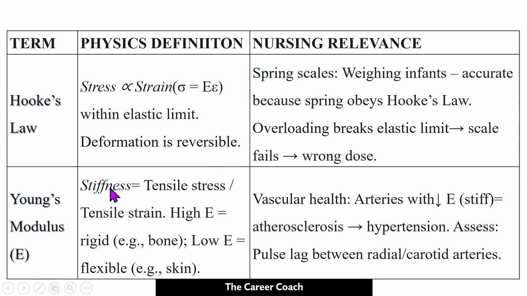Young modulus. Young modulus explains stiffness. Tensile stress divided by tensile strain. That's Young modulus. High Young modulus shows that the object is rigid. Example is the bone. Low modulus means that the object is flexible. Example is the skin. How does it apply to nursing? Vascular health. Arteries with high Young modulus, which are stiff, result in atherosclerosis, which leads to hypertension. It is very important to assess pulse lag between radial and carotid arteries.